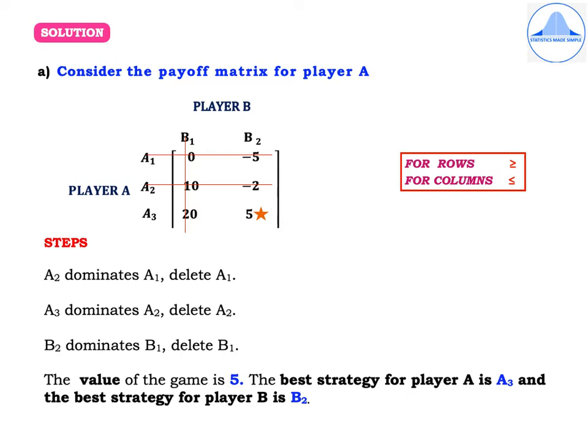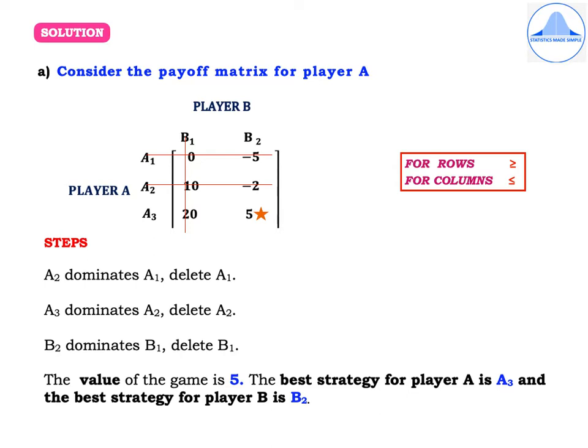Now let us see the first step. I have to compare A1 with A2. You have to check for rows if all the payoffs in A1 are greater than or equal to all the payoffs in A2. So again I am comparing A1 with A2, and we have to use greater than or equal to. You see that 0 is not greater than 10. So A1 with A2 doesn't work out. Now do A1 with A3. 0 is not greater than 20. So A1 and A3 also doesn't work out.